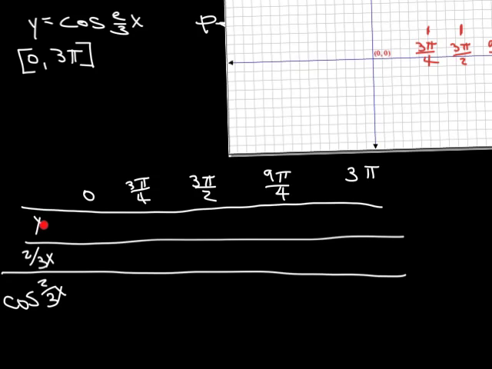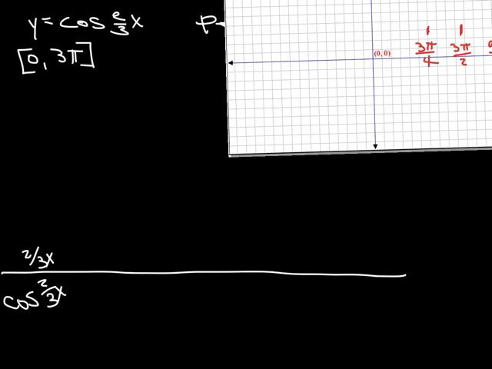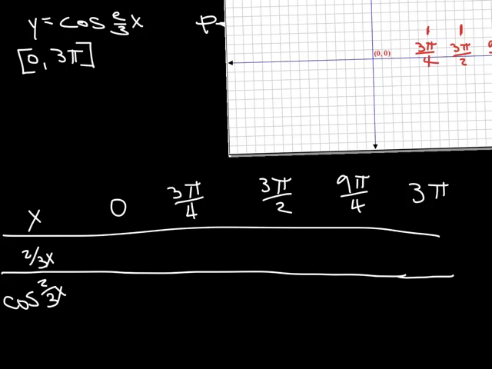So my x values that I'm going to put in here, well actually let me do this. I had too many rows there. I brought the x up. So what I'm looking at is when my x is 0, 3 pi over 4, this, and this, what is my cosine of 2/3 x going to be? Because that is going to equal my y value. So what I'm going to end up graphing is x, and this will correspond with my y value, which is down here. So I could actually put y here just so I know what I'm looking for.